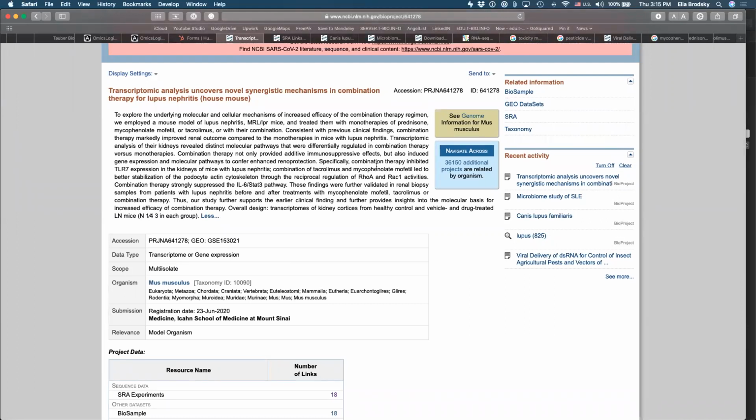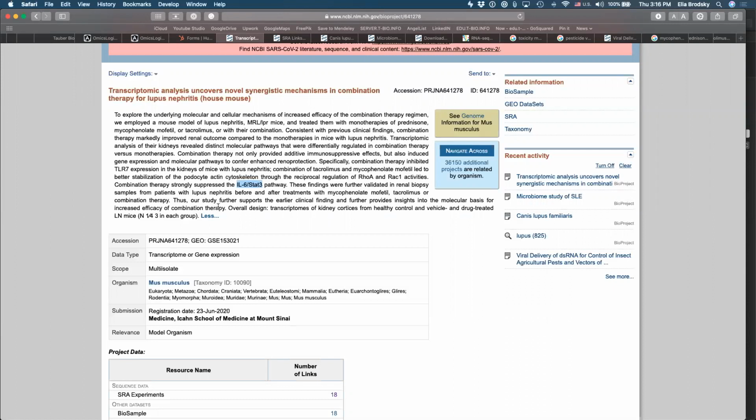But if you keep on reading here, combination therapy inhibited TLR7 expression in the kidneys of mice. Combination of tacrolimus led to better stabilization of the podocyte actin cytoskeleton through the reciprocal regulation of RHOA and RAC1 activities. Combination therapy strongly suppresses the IL-6 STAT3 pathway, right? So this is that cytokine immune pathway. So these findings were further validated in renal biopsy samples from patients with lupus nephritis before and after treatments with these drugs. Thus, our study further supports the earlier clinical finding and further provides insights into molecular basis for increased efficacy of combination therapy, right?